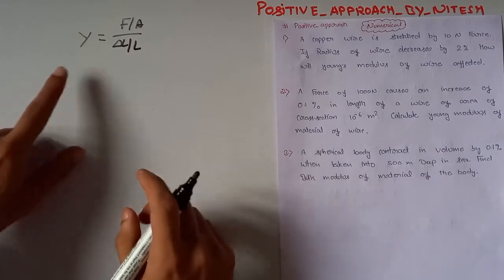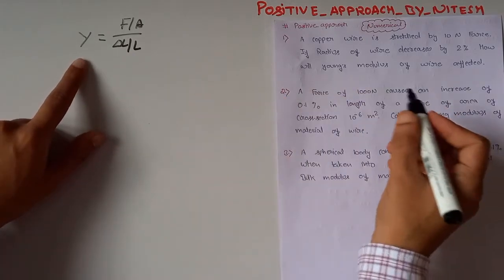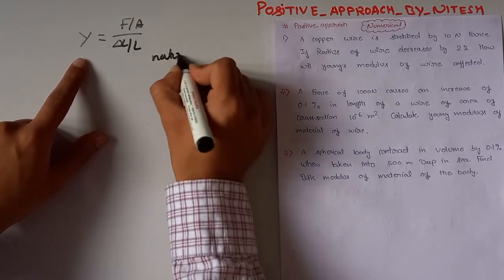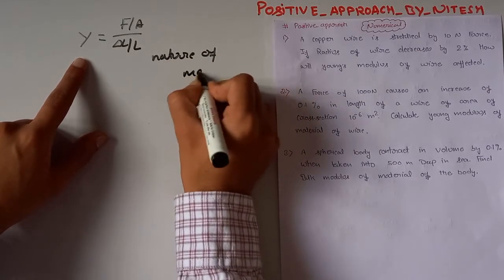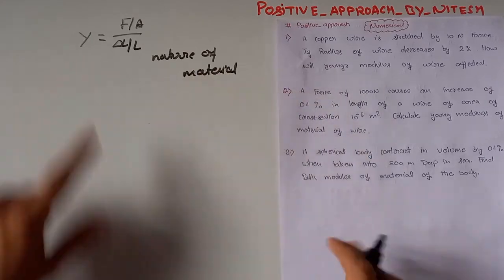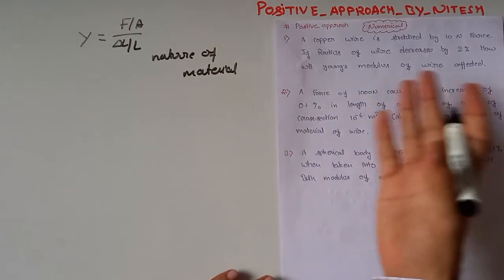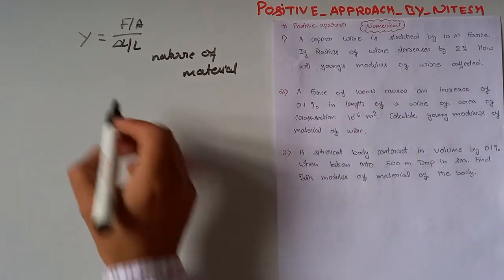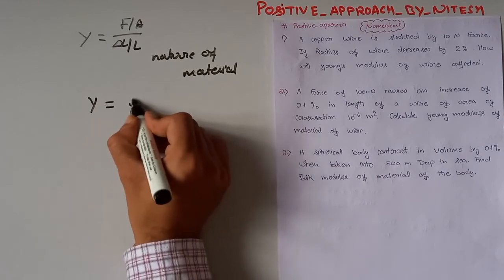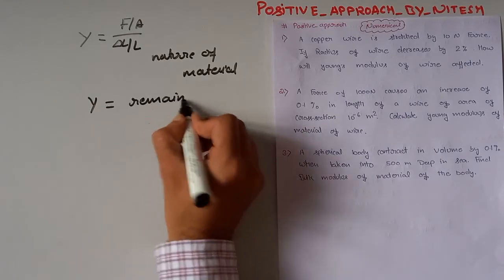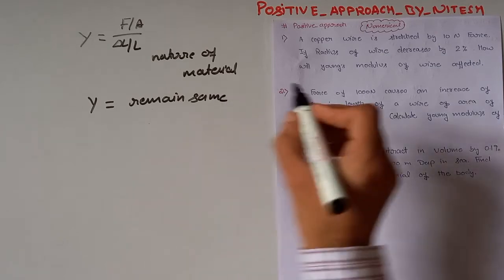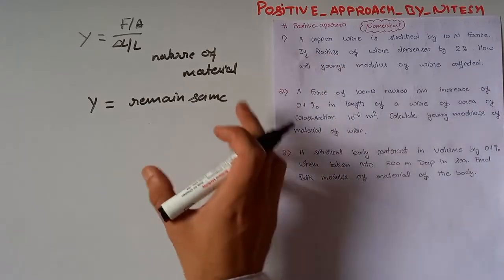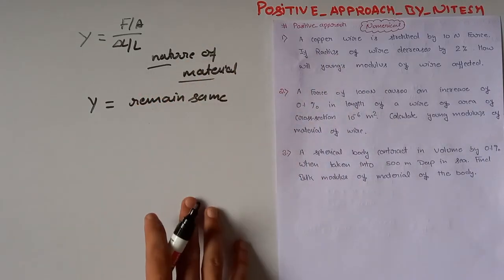But we know that the Young modulus of a wire depends upon the nature of the material. It does not depend upon its radius. So there is no effect on the Young modulus of the wire. It remains the same when the radius of the wire decreases by 2%, because it depends only upon the nature of the material.